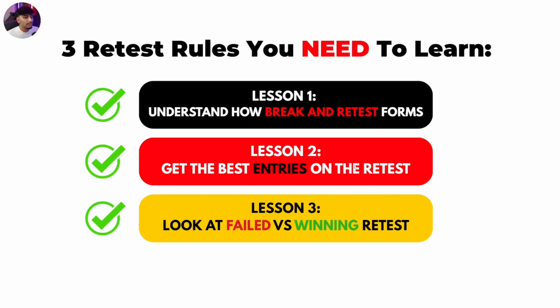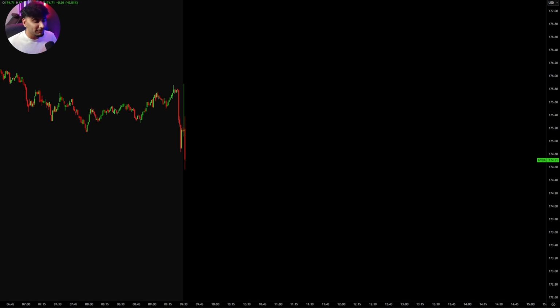Now I'm going to show you 3 real trading examples in the real markets, and we'll differentiate what makes a failed retest compared to a winning retest. And therefore, by the end of the video, you'll come to the conclusion on how to find the most high probability retest setups. Okay, so here we are on the first example.